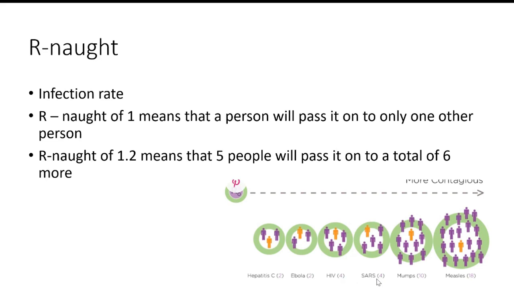SARS, which stands for severe acute respiratory syndrome, has an R naught of 4. It was highly contagious. Mumps, which has been going around Colorado, sucks, and its R naught is 10. Measles, which we will talk about this week, has an R naught of 18.